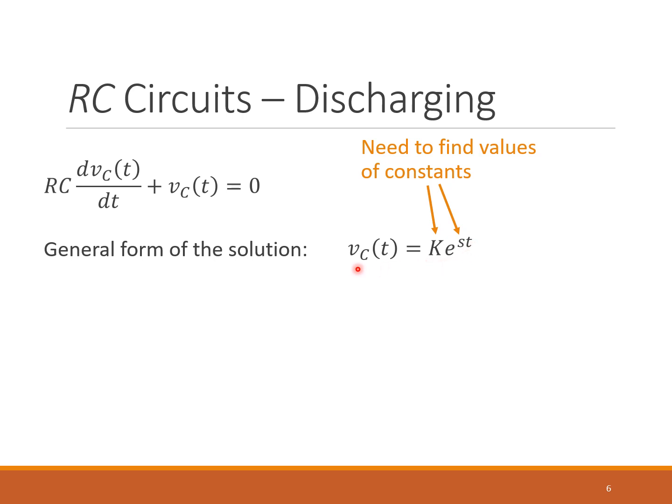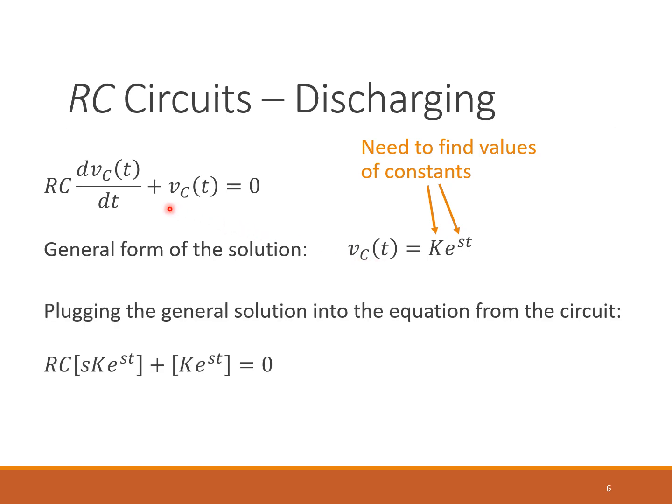So I'm going to plug this general solution back into my differential equation from the previous slide. In the brackets here, I've taken the derivative of our general solution. Of course, the derivative of an exponential is just the exponential itself, but then we have to do the chain rule on the argument of the exponential. Because of that, we get an S coming down, and then we also have the K, a constant, multiplied by that original expression, which is still there. And then of course, we just have our V sub C of t.